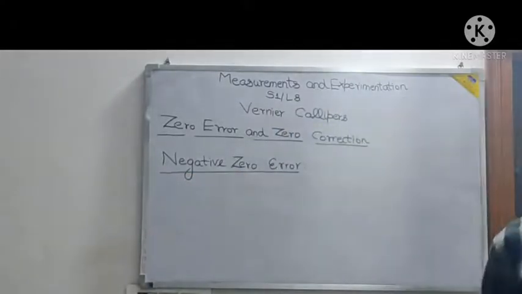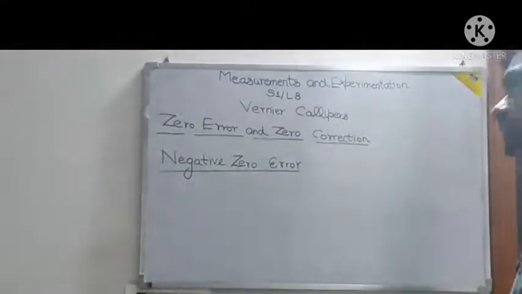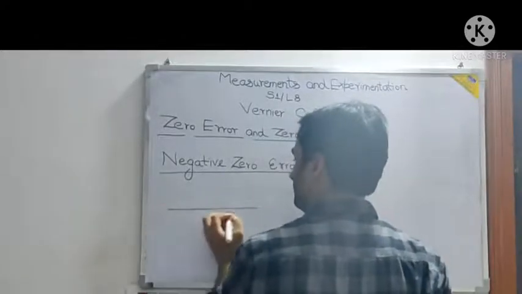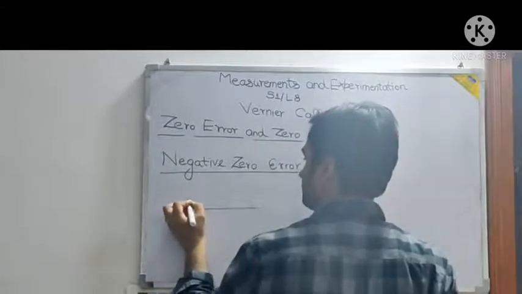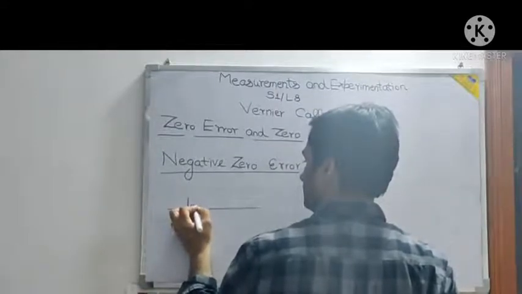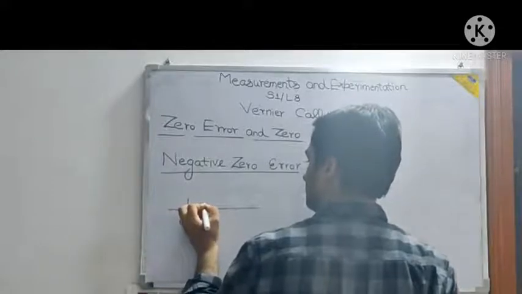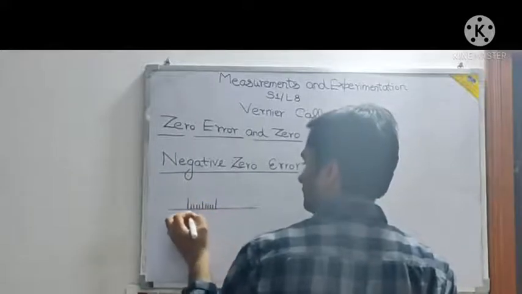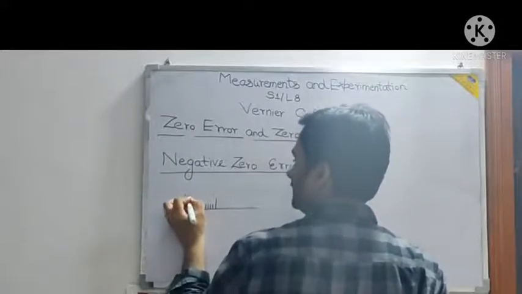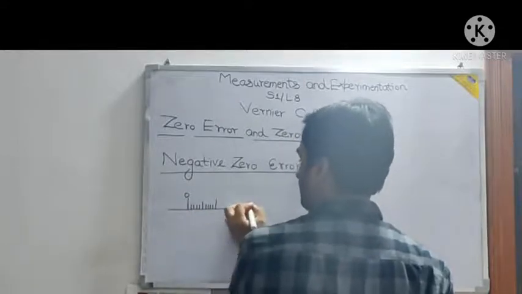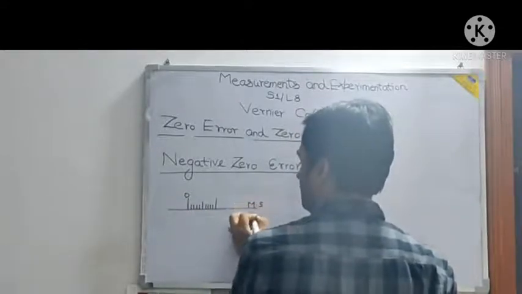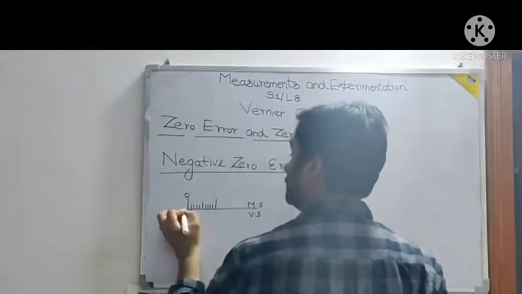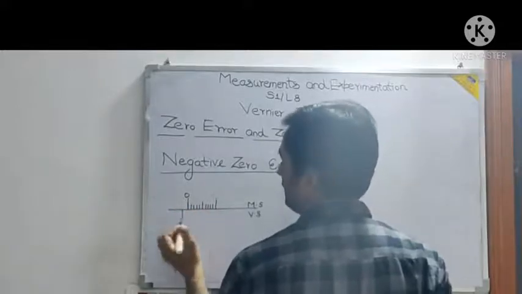See, as regards negative zero error, this is the zero of the main scale. This is the main scale. This is the vernier scale. Now negative zero error means the zero of the vernier scale will lie here, on the left hand side.